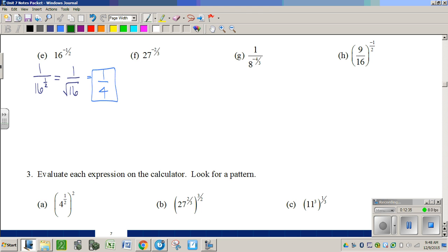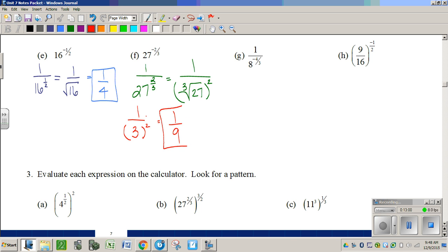All right, let's take a look at the second one here. Move that to the denominator, make your fractional exponent positive. Remember, power over root. So this is going to be 1 over the cubed root of 27, and then we're going to square that. So the cubed root of 27 is 3, so this is going to be 1/3 squared, which is going to turn out to be 1/9. That's 1/9.